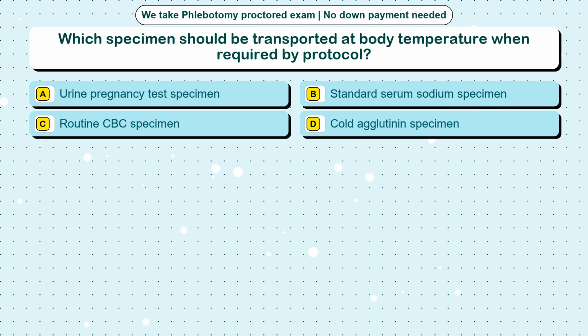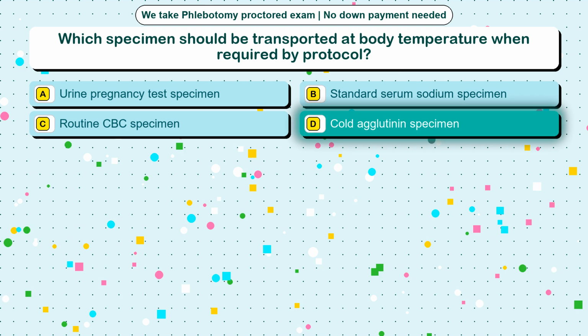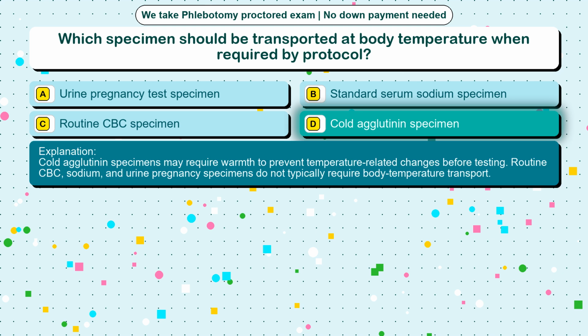Question 56. Which specimen should be transported at body temperature when required by protocol? Option A, urine pregnancy test specimen. Option B, standard serum sodium specimen. Option C, routine CBC specimen. Option D, cold agglutinin specimen. The correct answer is option D, cold agglutinin specimen. Cold agglutinin specimens may require warmth to prevent temperature-related changes before testing. Routine CBC, sodium, and urine pregnancy specimens do not typically require body temperature transport.